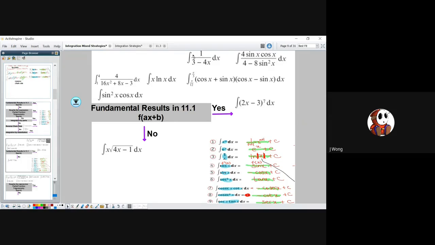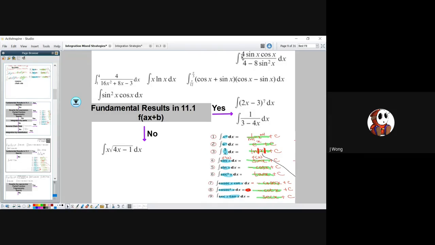For the third one, it's a fraction where there is a linear function in the denominator. Then yes, I could use the fundamental results. For the fourth one, that looks too complicated to use the fundamental results directly. So no, that one once again.